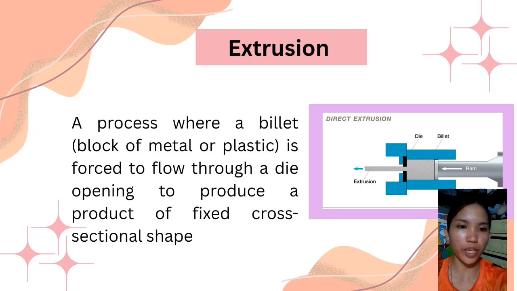So this is how it works. The pellet is often heated to soften it and make it more pliable. For metals, this is done at high temperatures, and for plastics, the pellets are melted.